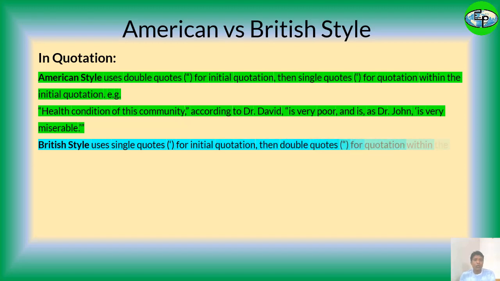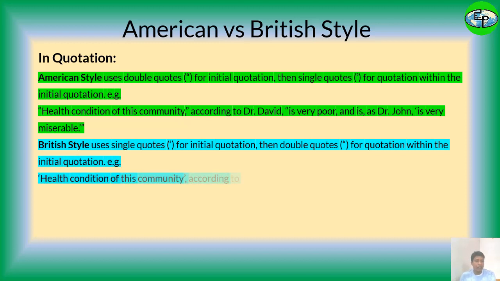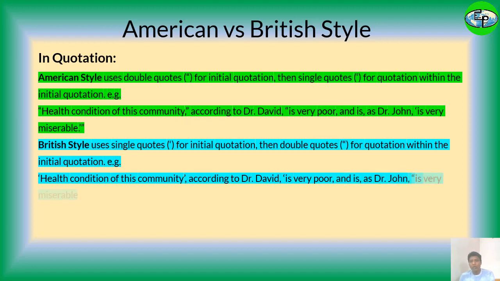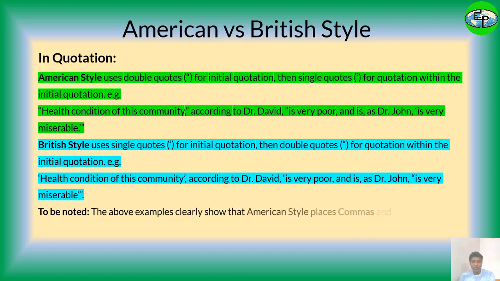British style uses single quotes for the initial quotation, then double quotes for quotations within the initial quotation. For example, 'Health condition of this community', according to Dr. David, 'is very poor', and is, as Dr. John again says, 'very miserable'.